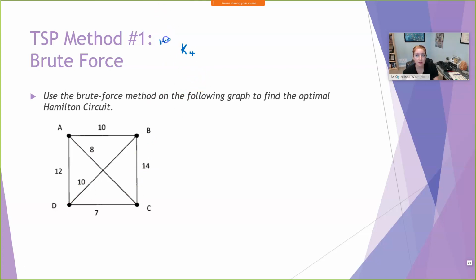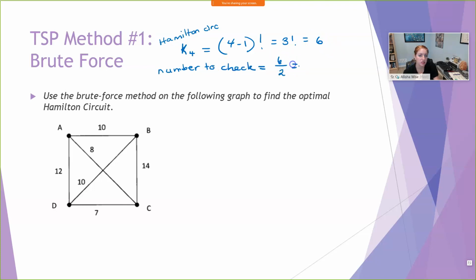So the number of Hamilton circuits would be 4 minus 1 factorial. Take the number of vertices minus 1. So this is 3 factorial, or 6. Now, the number to check is half of that. So we're just going to take 6 divided by 2, which gives us 3 circuits that we have to check.